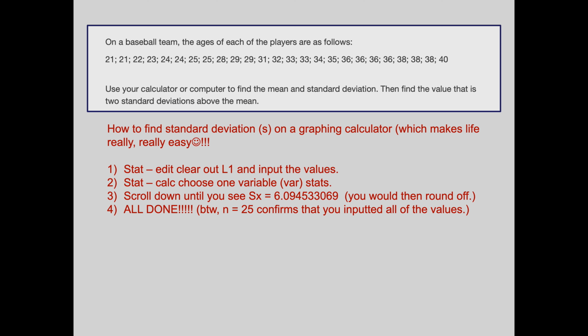Once they're all in there, hit the stat button again, but this time choose calc. When you hit stat, across the top, it'll say edit, calc, and then something else on the right. Go to calc, and then you'll find one of them, I think it's the first one, will say 1 var stats, or 1 variable stats. Hit enter. Then scroll, and you're going to have to hit enter a couple of times. And then you're going to scroll down and you will see Sx, the standard deviation of x, is 6.094533069, which you would then round off to like 6.09 or 6.1. All done. You had nothing else to do but know what buttons to hit. I should also mention that at the bottom where it says n equals 25, there are 25 scores here. So when the n is equal to the number of scores you were supposed to put in, there's a really good chance you're doing it right. Okay?